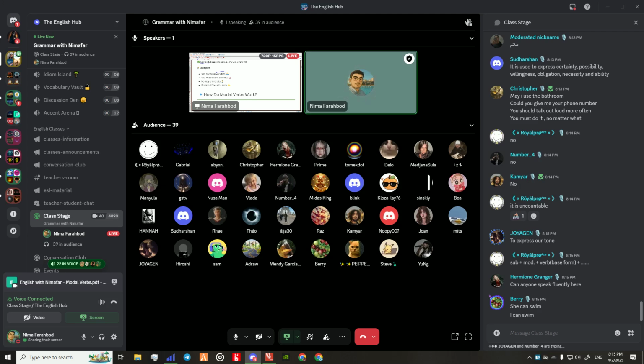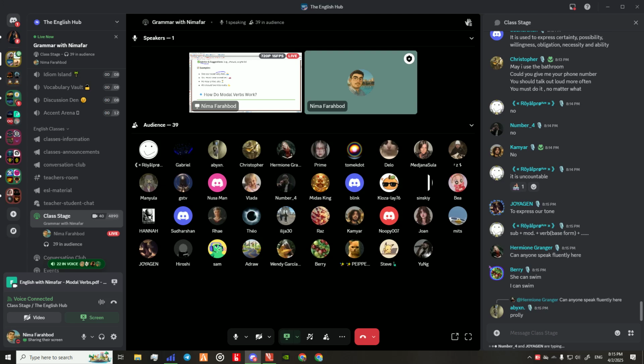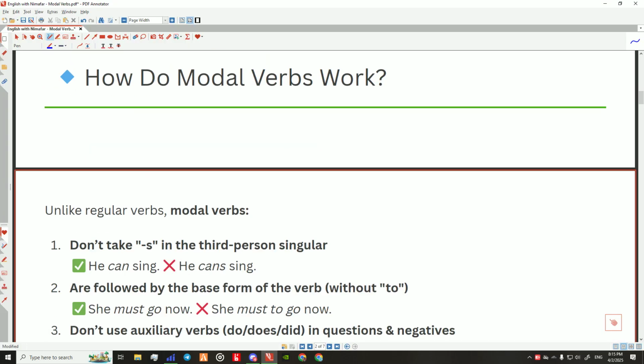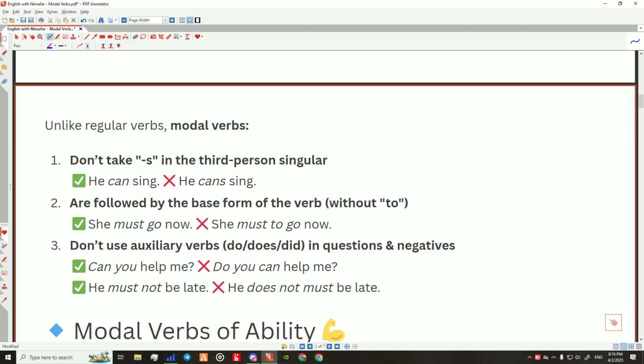Subject plus modal verb plus verb, base form. She can swim, I can swim. Very good. By using the base form after it. Interesting. So unlike regular verbs, modal verbs don't take S in the third person singular. It could be easy for you, but of course there are some people who find this useful. He can sing. No, he can. Always remain the same. He can, she can, I can, you can.